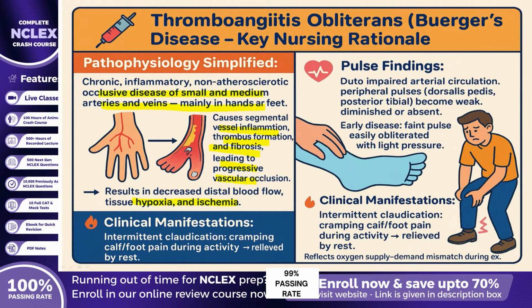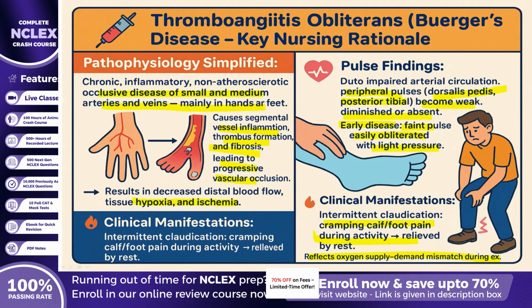Consequently, peripheral pulses located distal to the occluded segment, such as the dorsalis pedis or posterior tibial pulses, become weak, diminished, or even absent when palpated. Early in the disease, these pulses may still be present but are faint and easily obliterated with light pressure. As the disease advances, they may disappear completely, signaling severe ischemia. The affected limb may appear cool, pale, or cyanotic, with a delayed capillary refill. Patients often complain of intermittent claudication, characterized by cramping pain in the legs or feet during activity that subsides with rest, reflecting oxygen supply-demand mismatch during exertion.